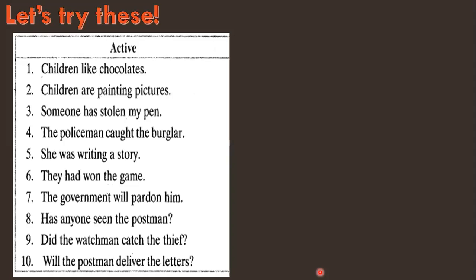Okay, the 10th one. Will the postman deliver the letters? Yes, Falia, you are right. Okay, Hamza Mushtaba, so you are the next one. What is it? Will the postman deliver the letters? Will the letters be delivered? Again, it's going to be the third form. Will, why did change into was? Because that is the rule of the active and the passive. Did cannot remain did. It has to change into was.